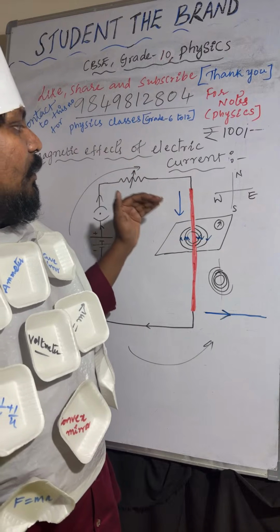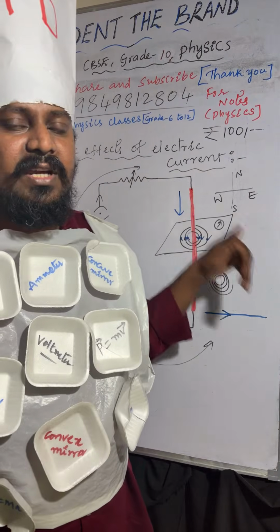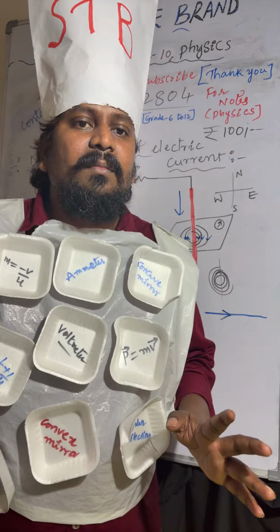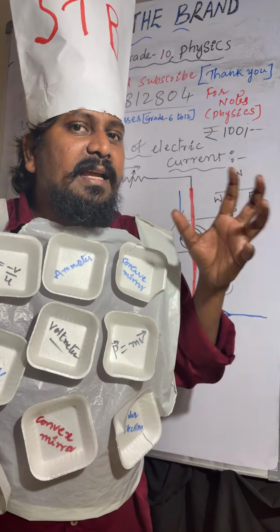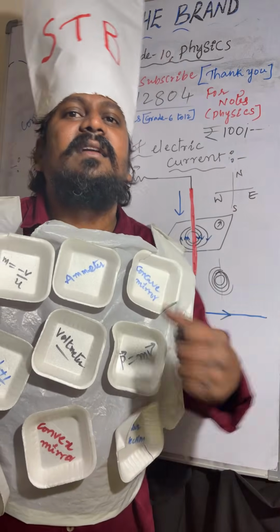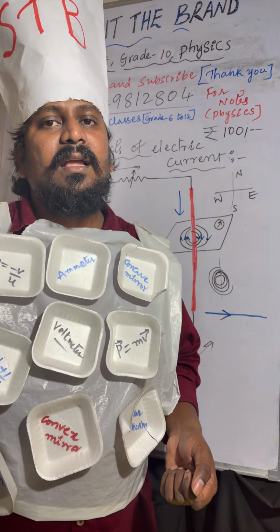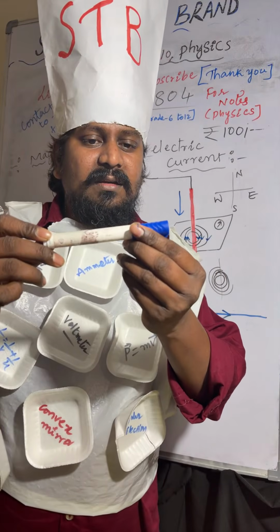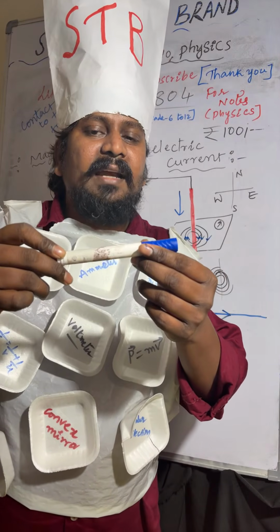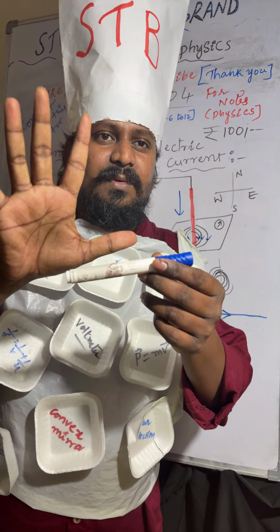Magnetic field due to a current carrying straight conductor. If the current is passing in the conductor, how will the magnetic field be identified? By using the right hand thumb rule.